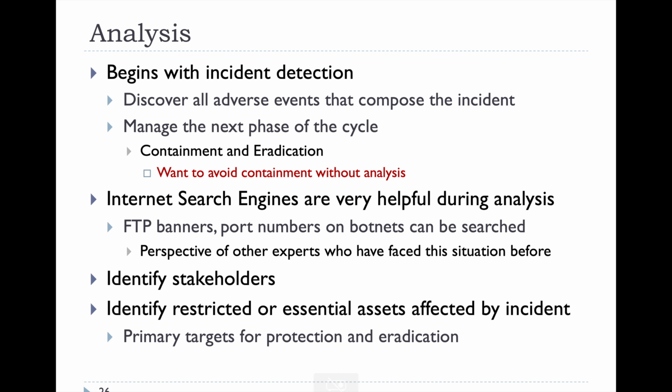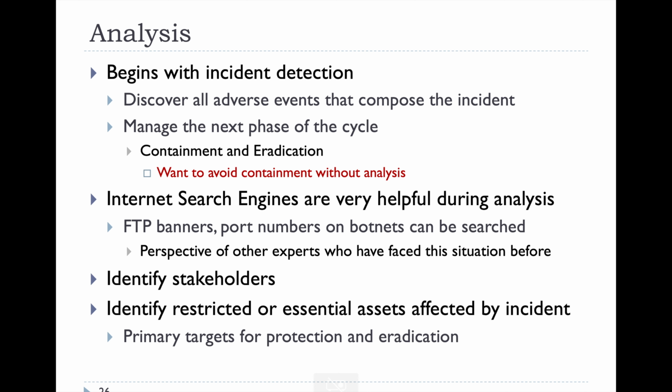And we can also have help during the analysis stage from internet search engines, such as looking at an FTP banner or some port numbers that botnets are usually using for searches. During the analysis stage, we also have to identify who the stakeholders are, who the owners are of these devices that we're going to shut down, for example, or disconnect from the network. We also have to identify restricted or essential assets that are affected by the incident.